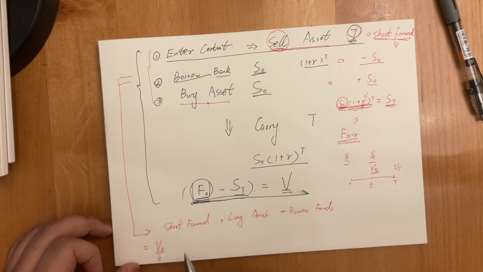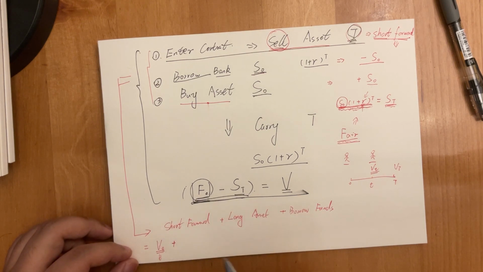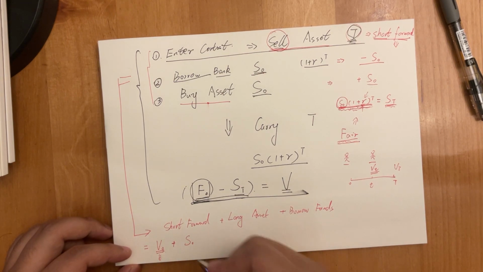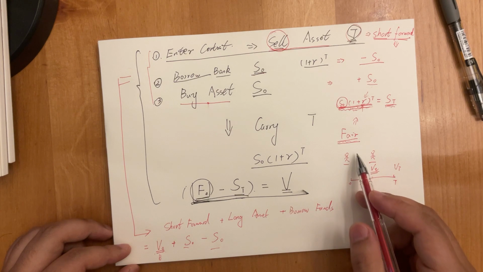So the short forward will be 0. The long asset, since it's long, right? So it will be S0. The borrowed fund is a short position, so they will cancel out. This is 0 because it's fair.